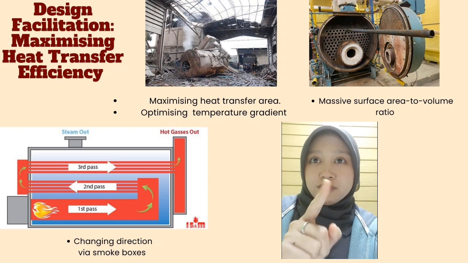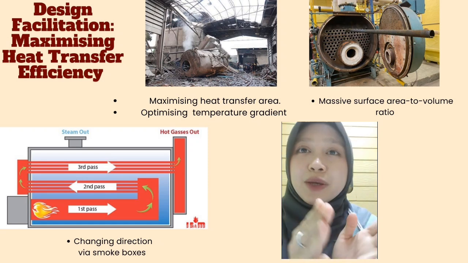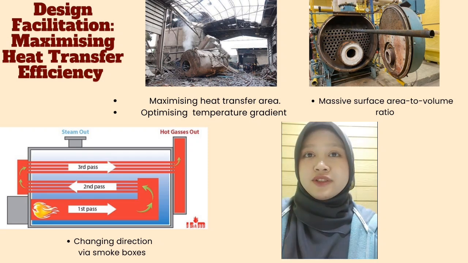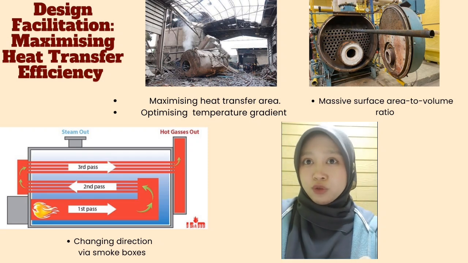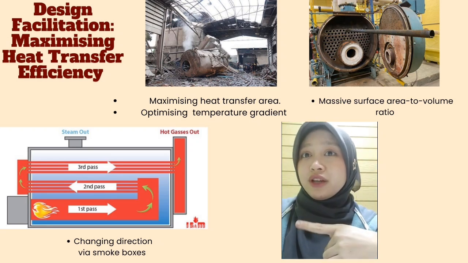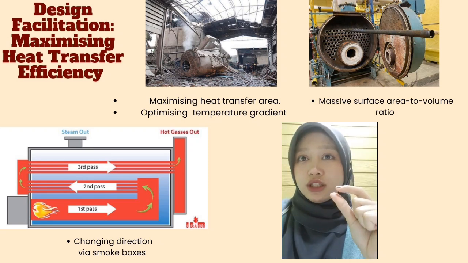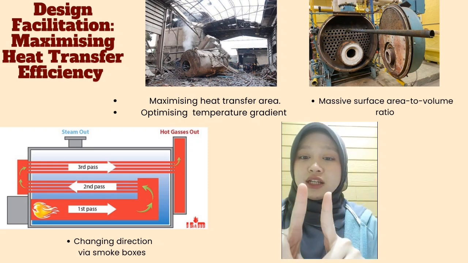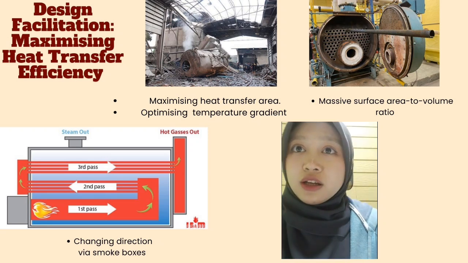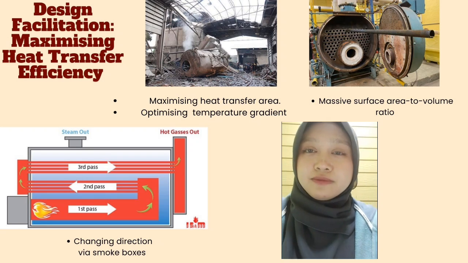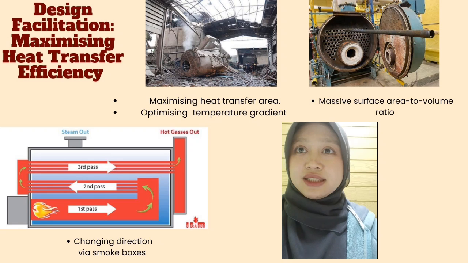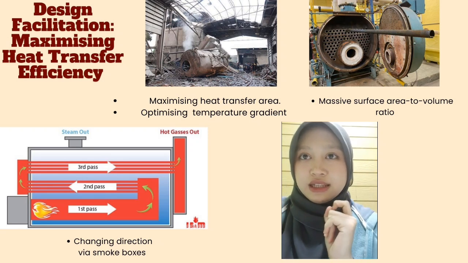Design element number one is the smoke tubes. By placing hundreds of small diameter tubes within the main shell, the boiler achieves a massive surface area to volume ratio. This dramatically increases the total area available for convective heat exchange. The smaller the tube diameter, the closer every gas molecule is to the heat absorbing surface, improving the effectiveness of convection.